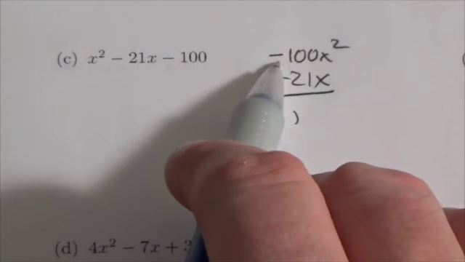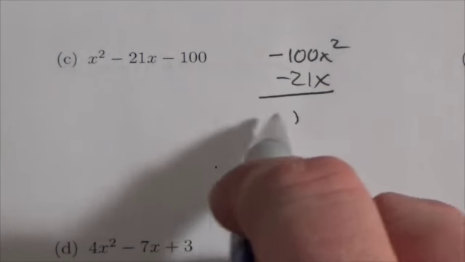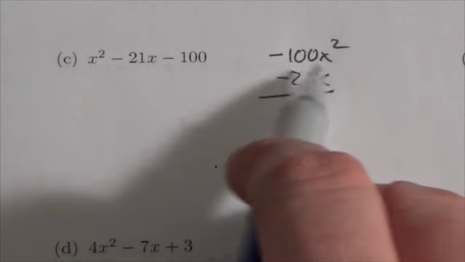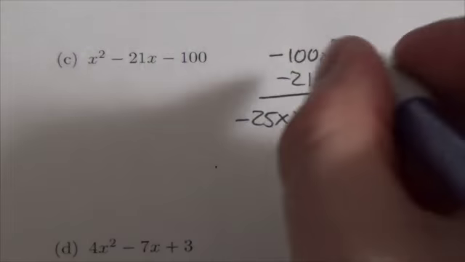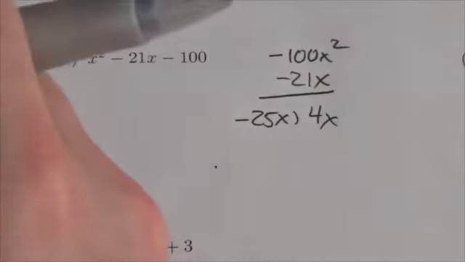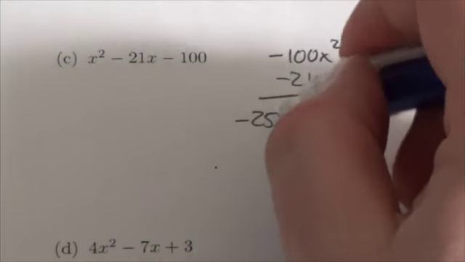The product here is negative, which means one of these two numbers is positive, one is negative. If the sum is negative, it means the larger one is the negative one. So it's got to be negative 25x and 4x. Sorry, that comma is way too high.